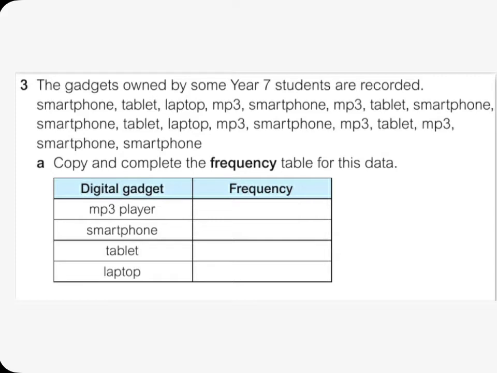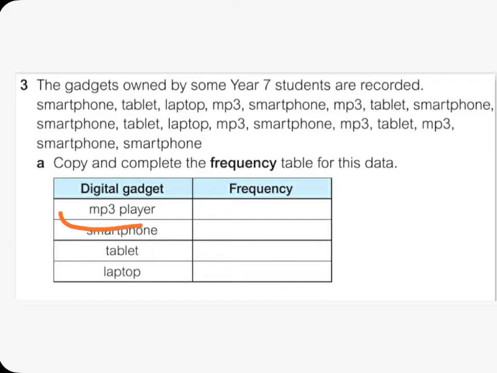We're going to count each part of the data, for example, and write how many times it is written there. And this is the frequency of writing it, or the frequency table here shows this data. Now, question A says, copy and complete the frequency table for this data.